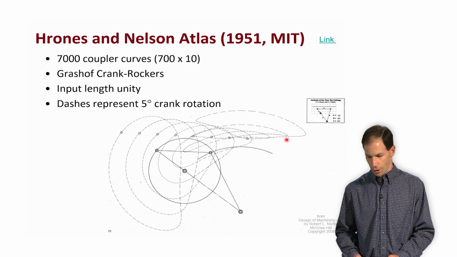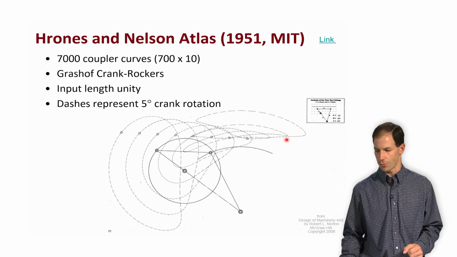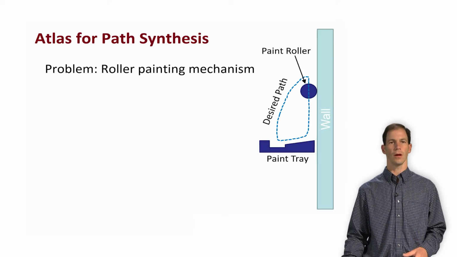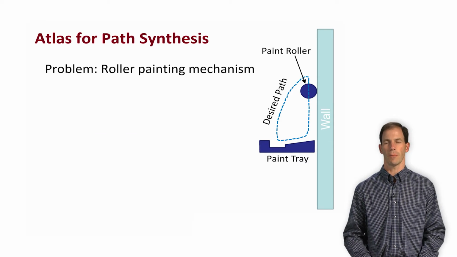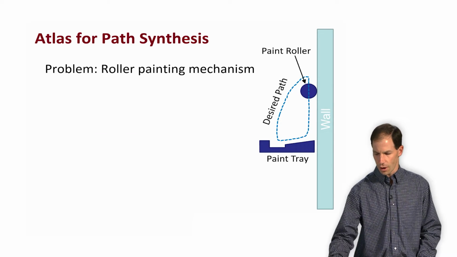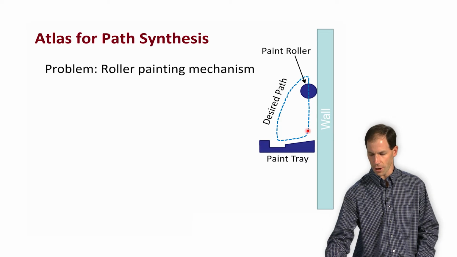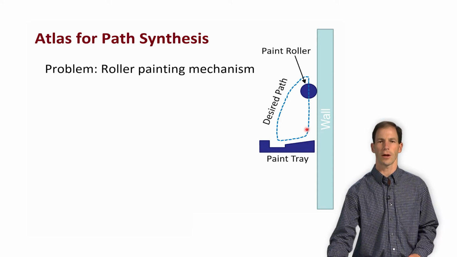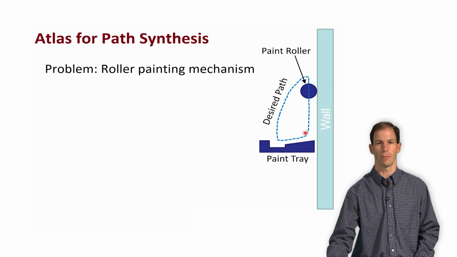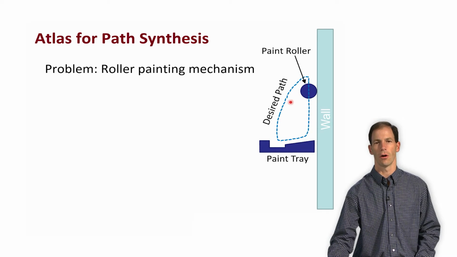So let me quickly take us to a synthesis problem, and then we'll open up the atlas and look at some possible curves. Here's the path generation synthesis problem I pose. Let's create a painting mechanism that takes a roller and guides it along a wall right here. So this would be the painting period, and then brings it down into a painting tray and dips it, and then perhaps brings it back up, and then we roll it down the wall again. So it's a hypothetical application where we might have this handheld painting mechanism or painting robot. And I want to traverse this path right here over and over again.